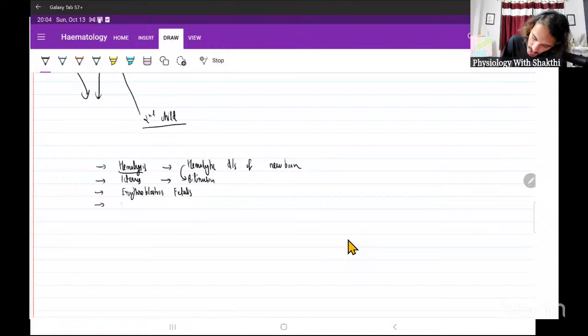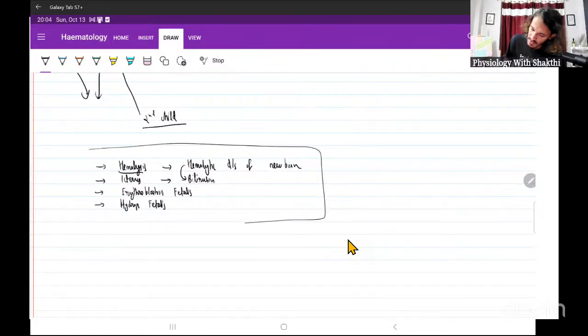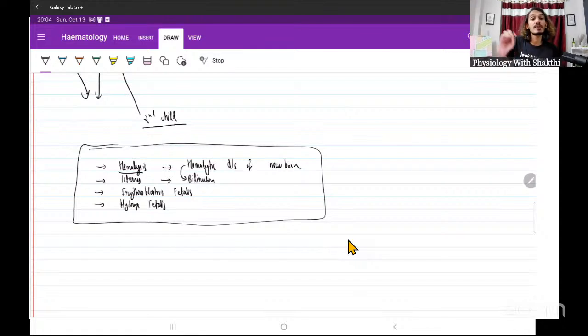A third thing called hydrops fetalis can also happen, where there is collection of fluid, because hemolysis is happening. That will result in changes in the volume and permeability. Ultimately, there's going to be a lot of fluid accumulation here and there. So when fluid accumulation is there in more than two pockets, you call it hydrops fetalis. So all of this together is basically hemolytic disease of the newborn.